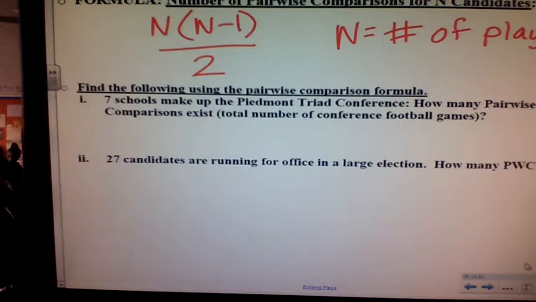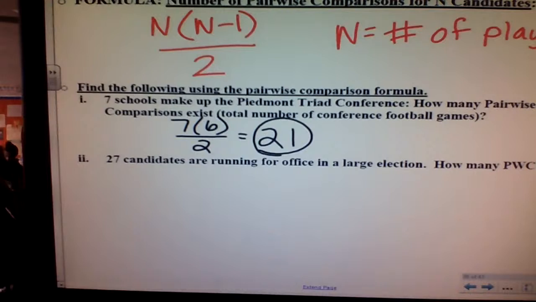So think about this. You have 7 schools that make up the Piedmont Triad Conference. How many pairwise comparisons exist? So 7 times 6 divided by 2. 7 times 6 is 42. Cut in half is 21.